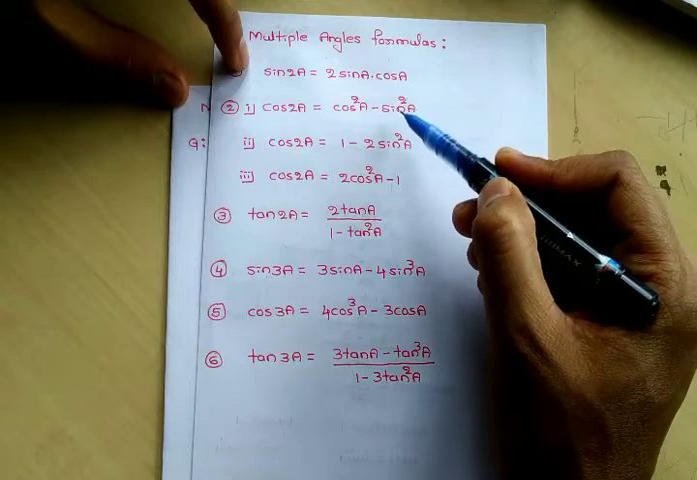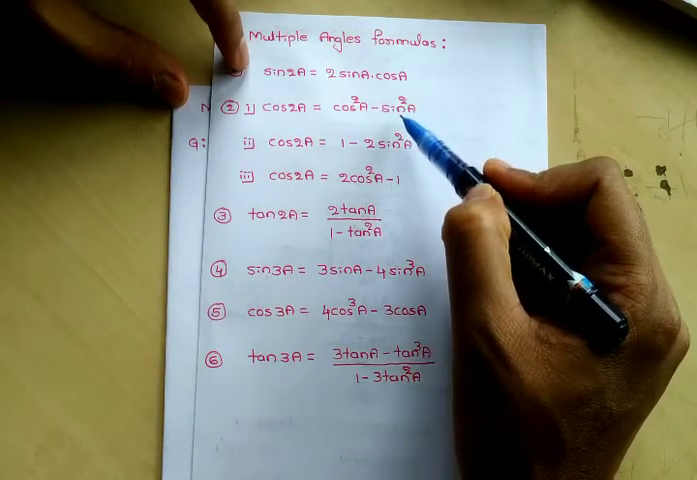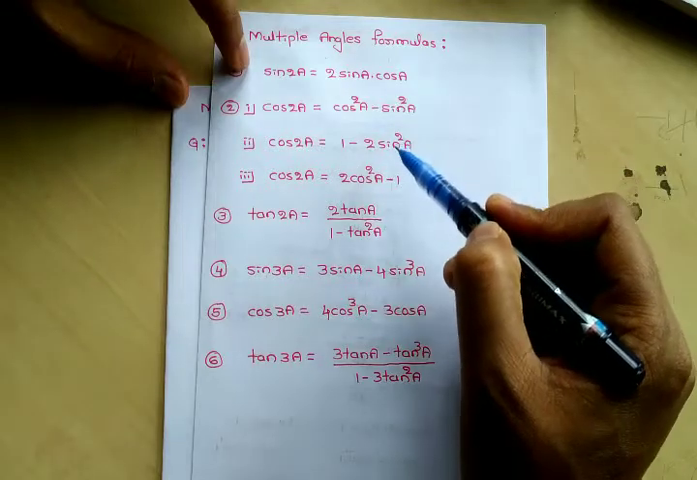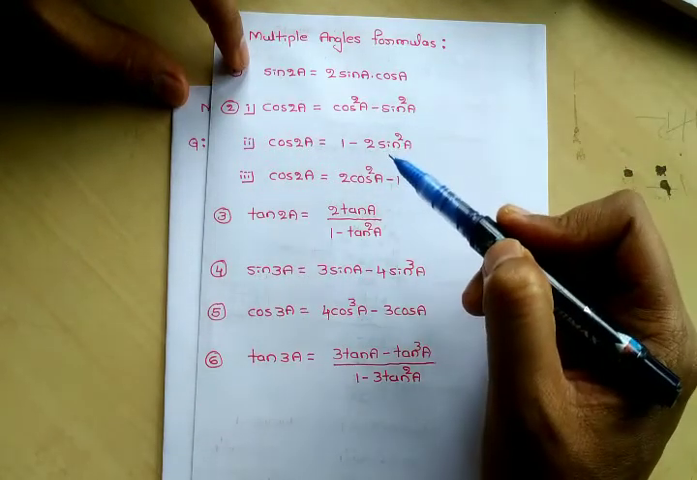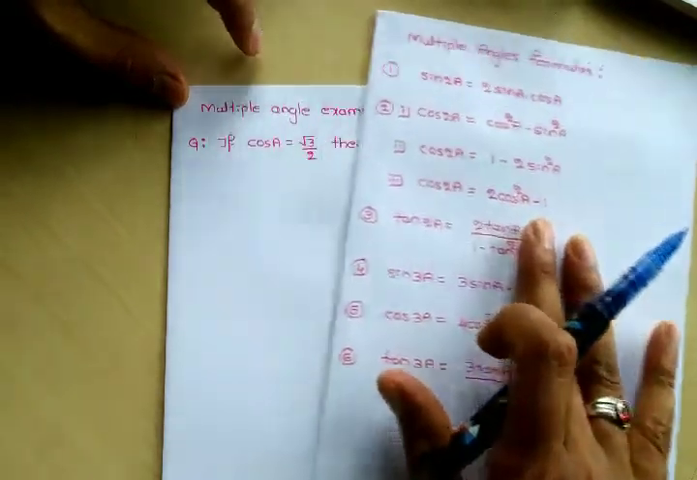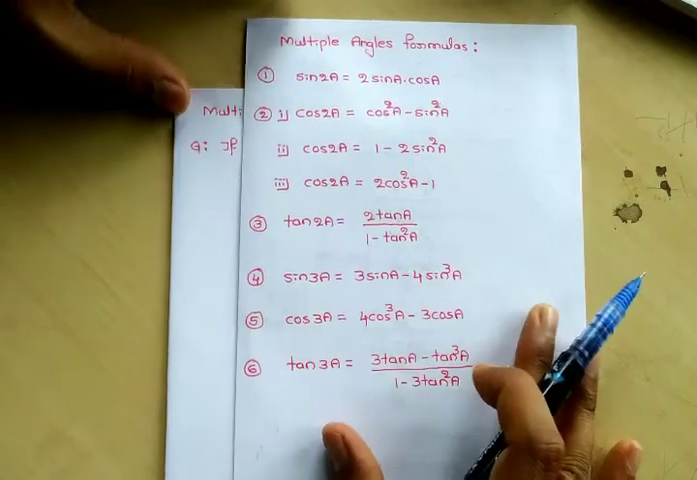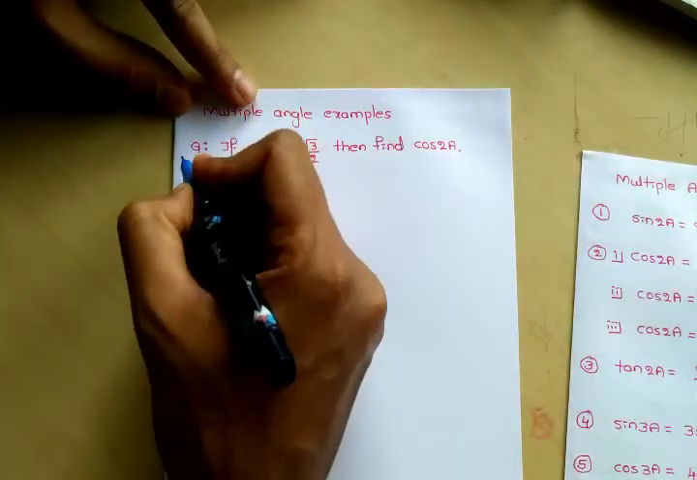You cannot apply the first one or the second one, because there cos and sin are both present and you don't know the value of sin a. You only know the cos a value, correct? That's why you need to apply the third formula. Therefore, solution.